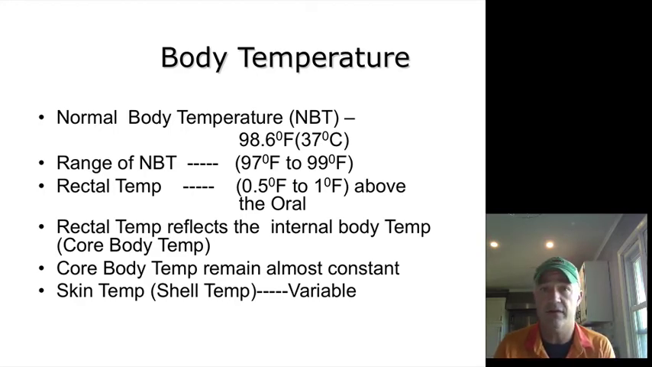There are other ways to do this. Certain labs will use what's called an esophageal probe, where it actually goes up your nose and down into your esophagus as a temperature probe. Your skin a lot of times is what we refer to as the shell temp. This is a little bit more variable.